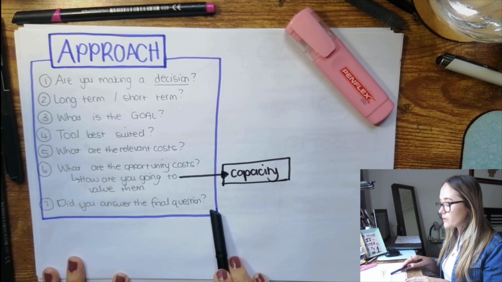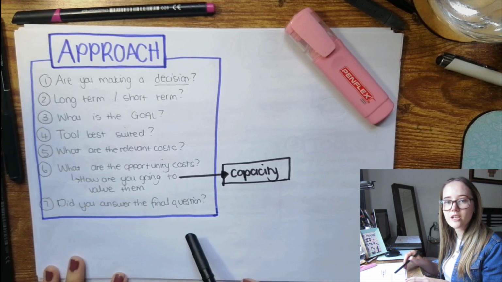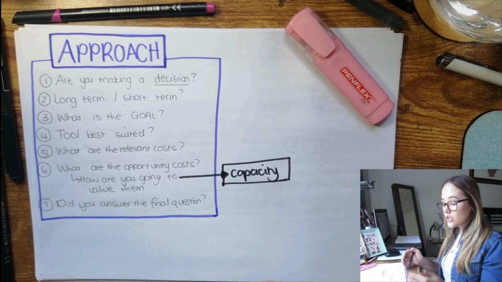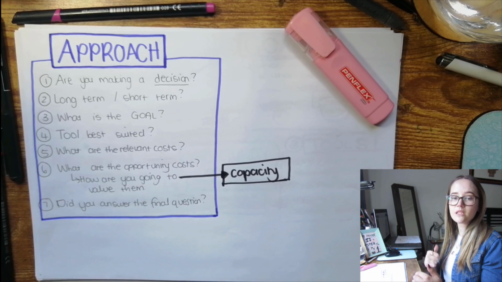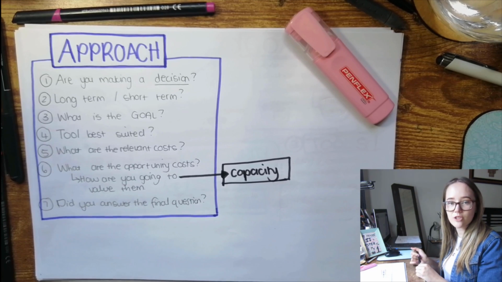And then my last question that I'll always try and answer is, did I answer the final question? Remember, they're asking you for either a price or a number of units. So you have to give a conclusion answer on, did I answer this question? Yes, you should go on with this project. This is the price that you should ask. This is the number of units you should sell.